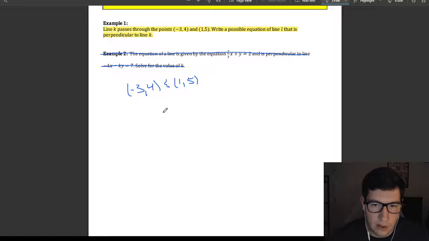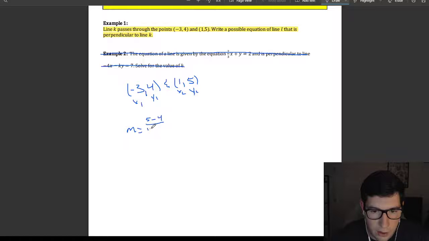For this, as we have done plenty of times before, I have to find a slope. I'm going to quickly label my points x1, y1, x2, y2. So my slope is going to be 5 minus 4 over 1 minus negative 3. This is going to give me 1 over, remember, this is actually going to turn into 1 plus 3. It's going to turn into 1/4. So now my slope m1 is 1/4. Awesome.